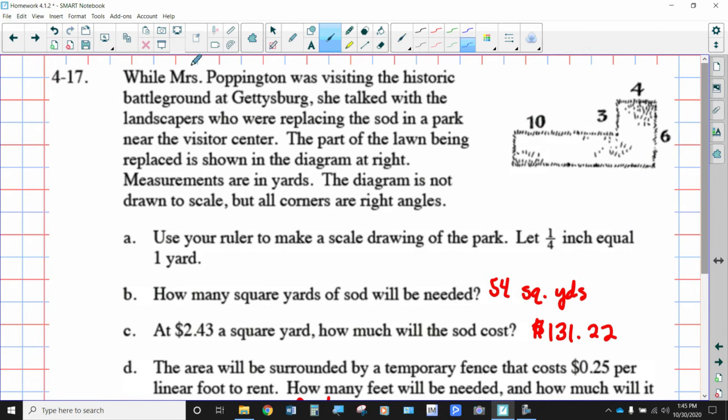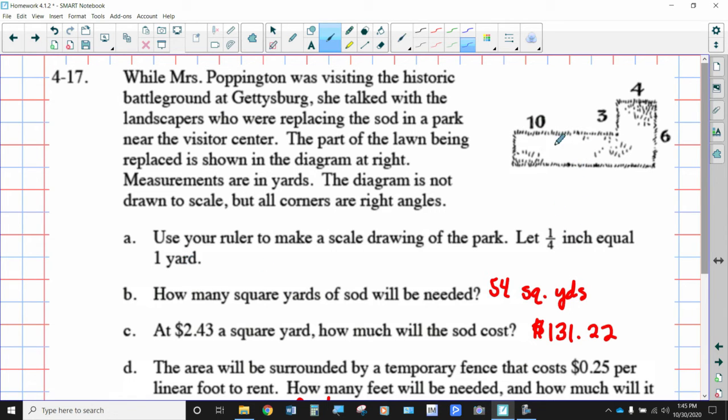All right, while Mrs. Poppington was visiting the historic battleground at Gettysburg, she talked with landscapers who were replacing the sod in a park near the visitor center. The part of the lawn being replaced is shown over here. The diagram is not drawn to scale, but all the corners are right angles. So what do we need to do? Use your ruler to make a scale drawing. Let 1/4 inch equal 1 yard.